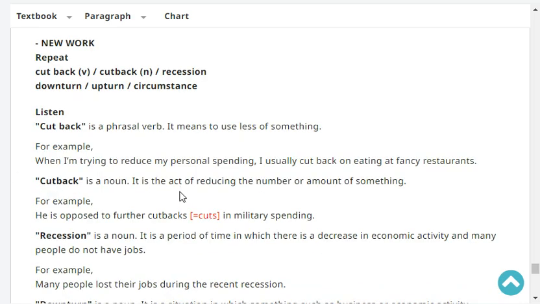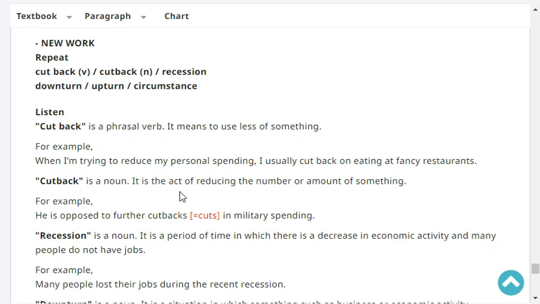Okay, listen. Cut back is a phrasal verb. It means to use less of something. For example, when I'm trying to reduce my personal spending, I usually cut back on eating at fancy restaurants. Okay, so that's two words, verb, cut back on eating.